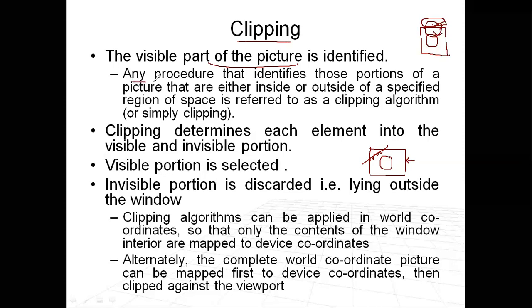We can say any procedure, algorithm, or method that identifies those portions of the picture that are either inside or outside of a specified region of space is referred to as a clipping algorithm, or simply clipping. We have to consider the part of an object that is lying within the viewport. So clipping determines each element into visible and invisible portions.